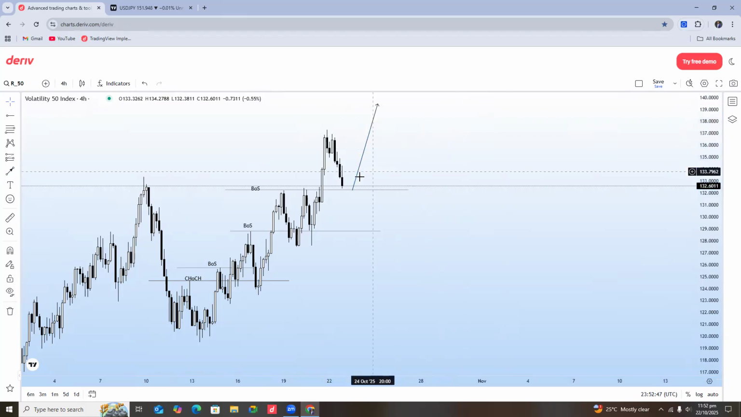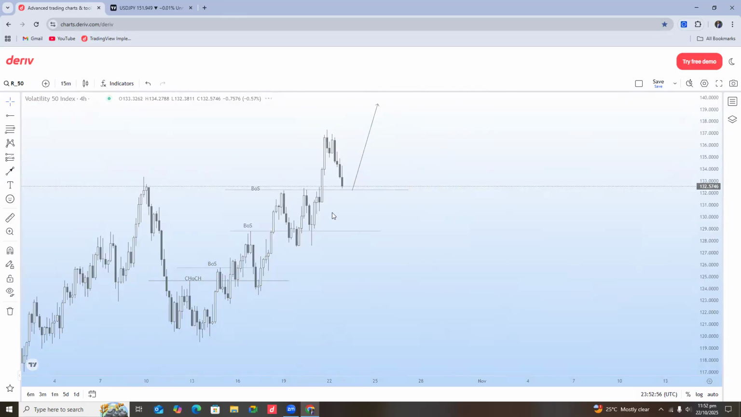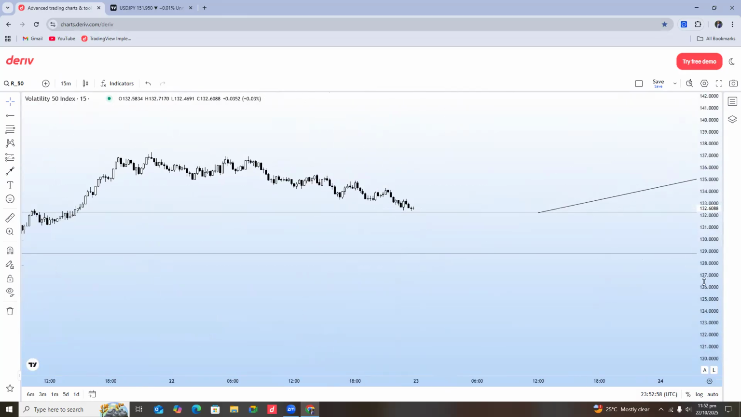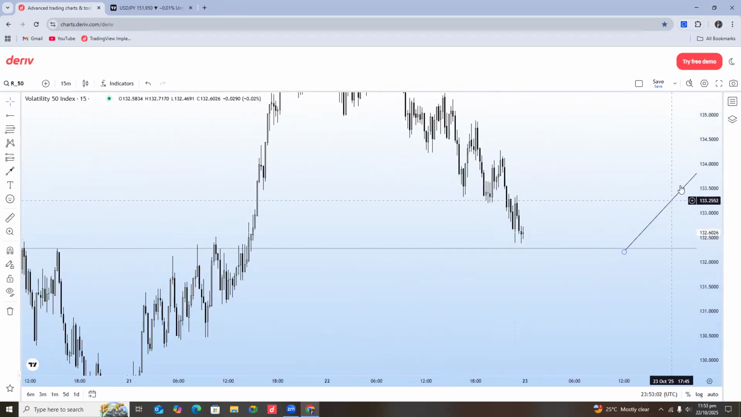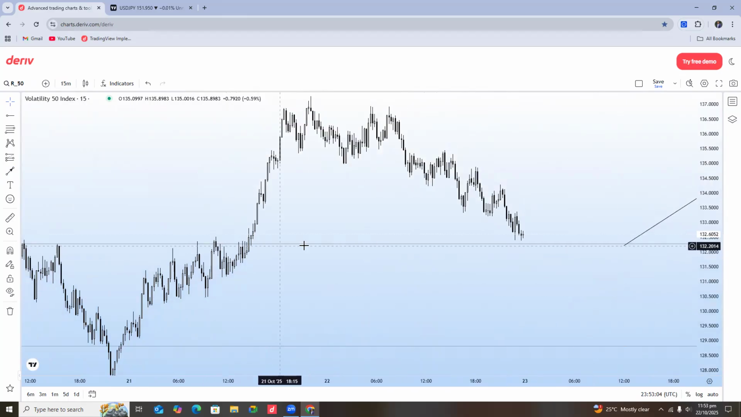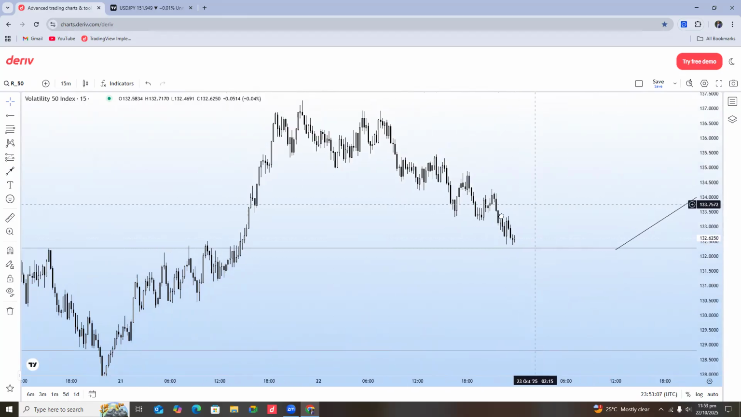We expect it to go up. How and then when can we join? Look at it. Now let's go to 15 minutes. So for the entries, if you are getting better and better, you can be using the lower time frame. Look at it. Now, price is almost at the level. So the retest is almost done.